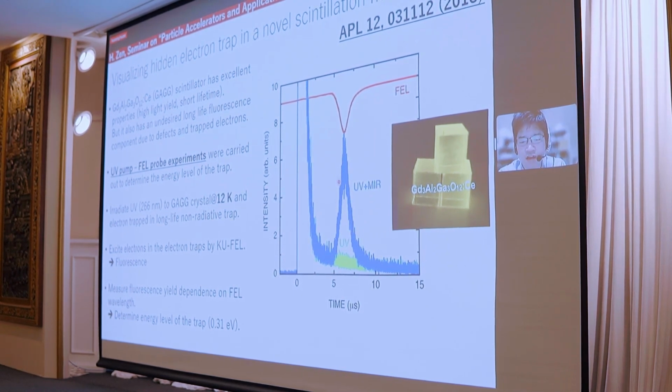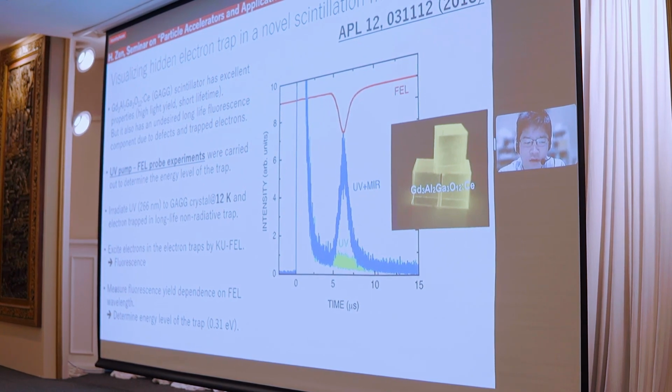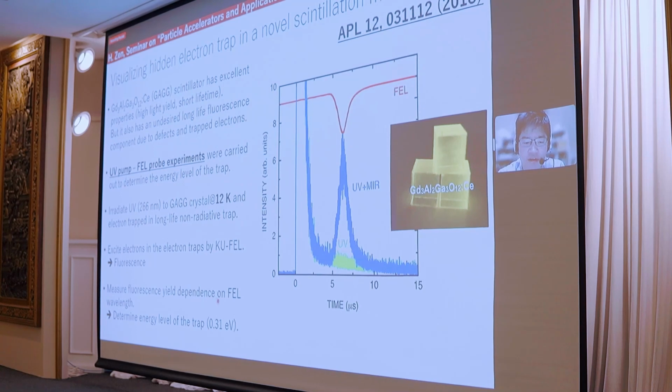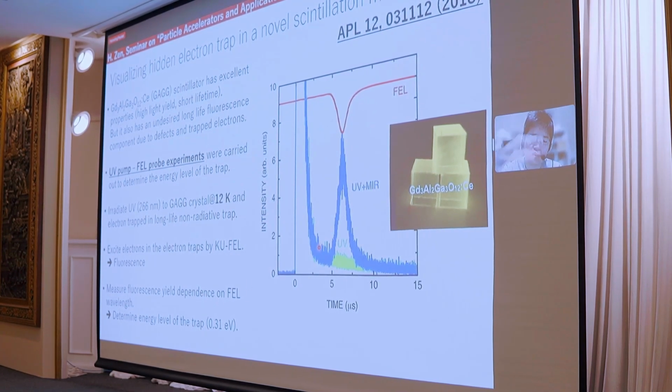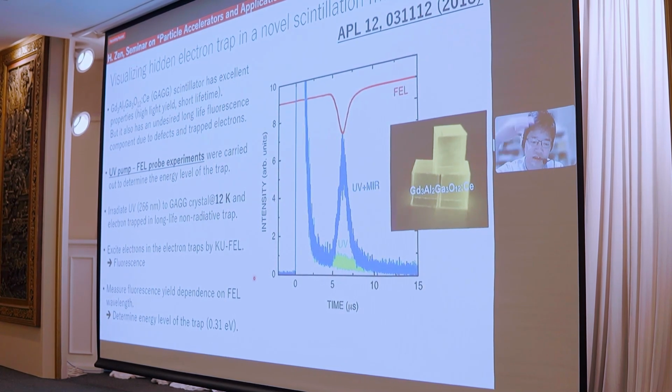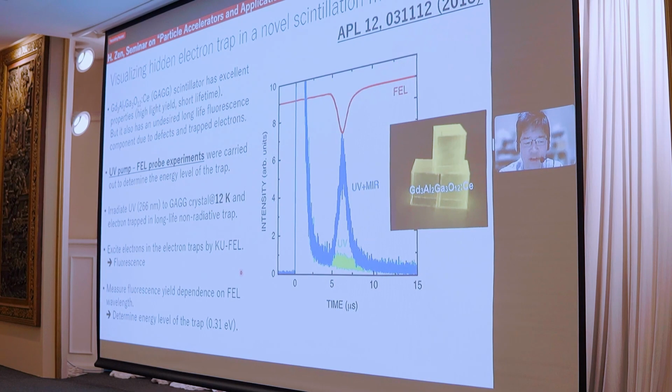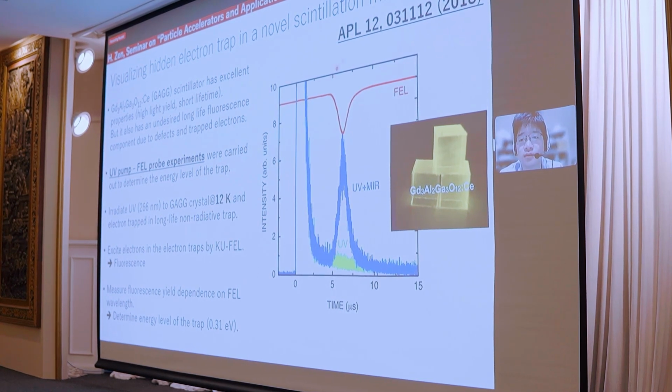And using this phenomenon, measuring the fluorescence yield dependence on FL wavelength, they can tune the FL wavelength and see the fluorescence yield depending on the FL wavelength and determine the energy level of the trap as 0.31 electron volt. This result was published in APL in 2018.